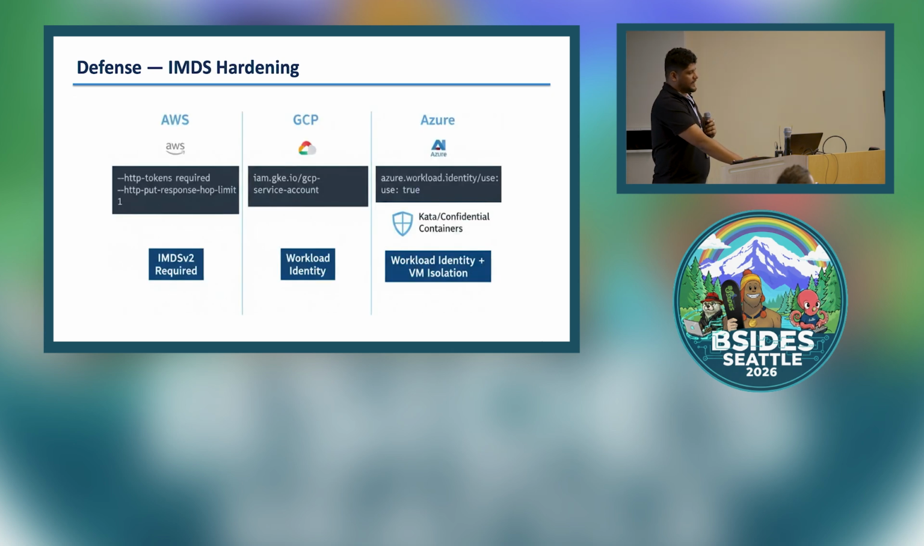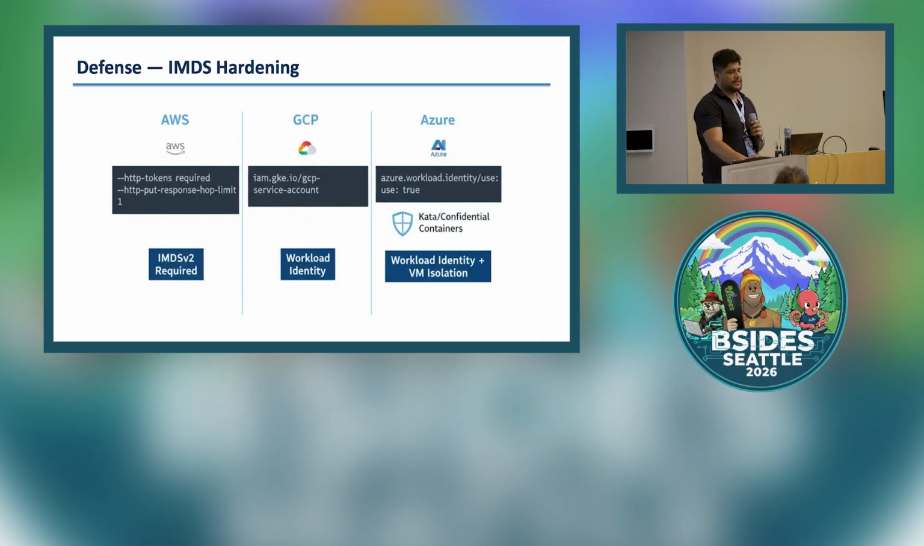And talking about IMDS hardening, for AWS, require IMDSv2 tokens, and set the hop limit to 1, which blocks containers from reaching it, since the token request won't go beyond one network hop. For GCP and Azure, use workload identity. Your pods authenticate with their own identity, not the node service account, and that eliminates the need for IMDS entirely. Workload identity is the right answer. IMDS is a legacy pattern that shouldn't exist in modern deployments, especially AI deployments.